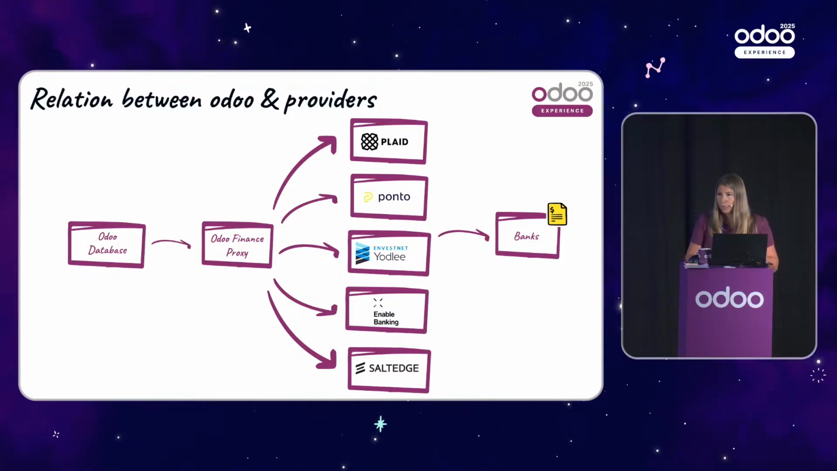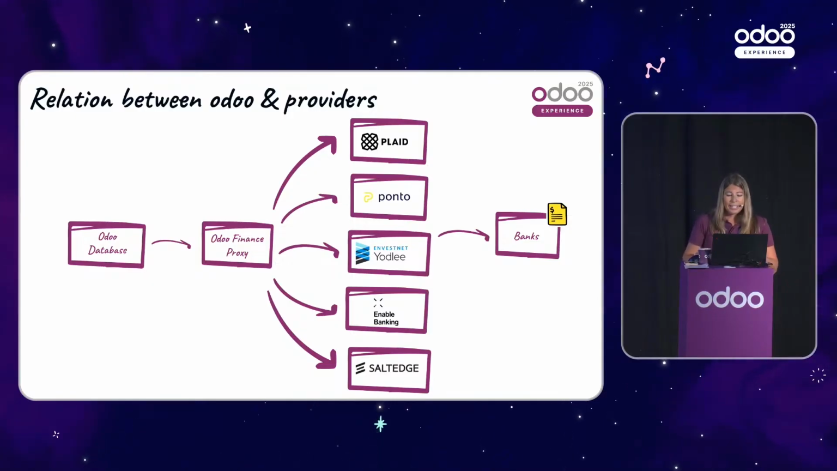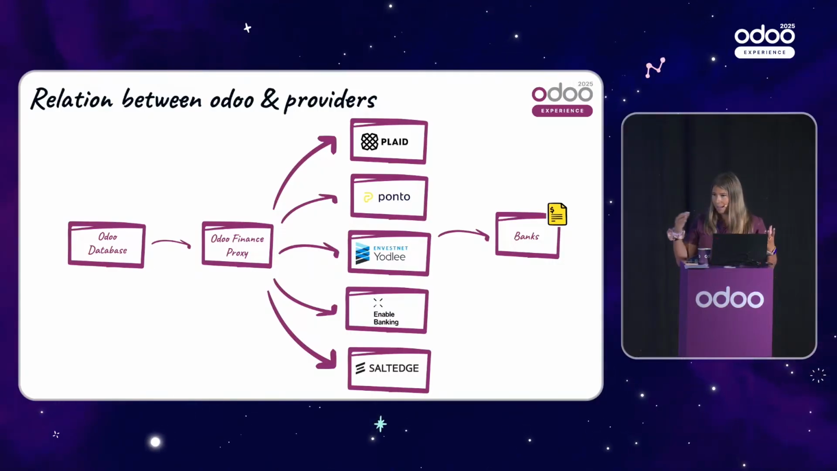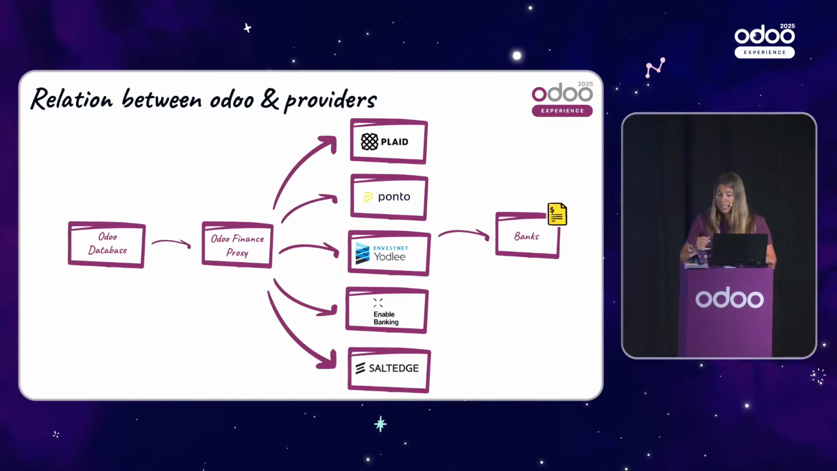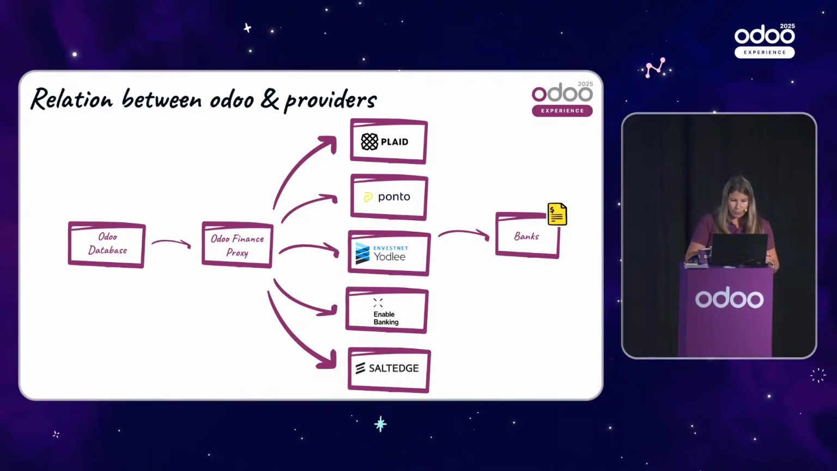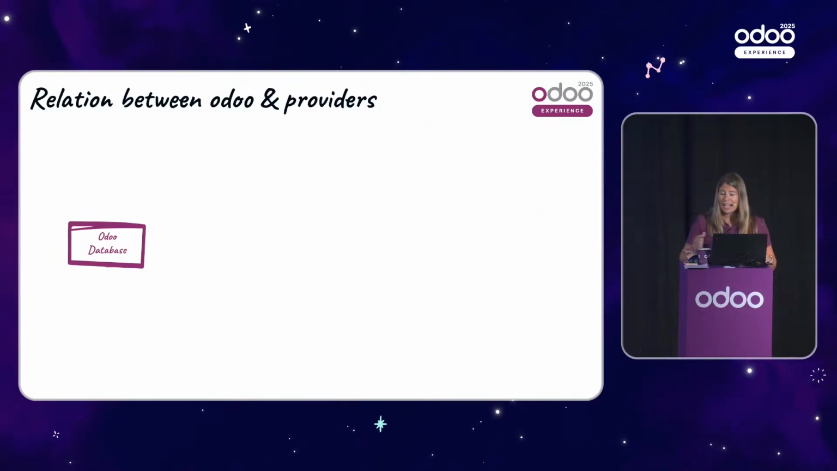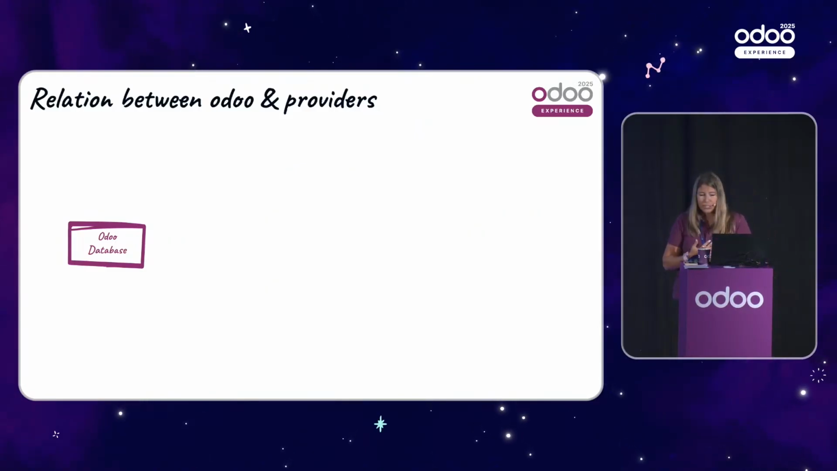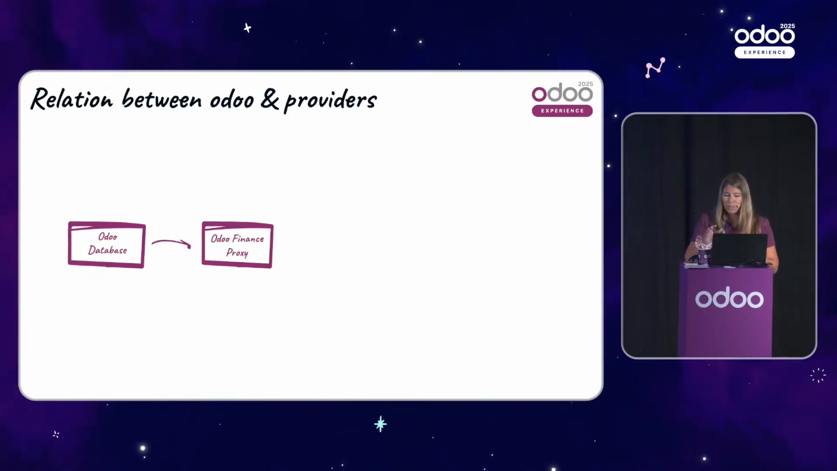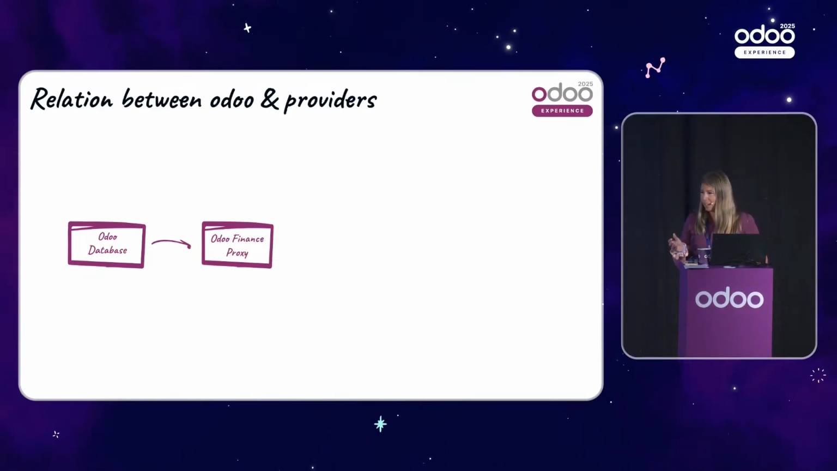But how does Odoo connect to the banks? Here is a simple diagram showing the relationship between Odoo and the banks. As you can see, there is a whole chain of communication happening. Let's see how it works. First, let's imagine that I'm an Odoo user and I would like to connect my bank. I will connect to my Odoo database and connect to the Odoo Finance Proxy, also called Odoo Fin. Imagine that Odoo Fin is like a secure gateway maintained by Odoo.